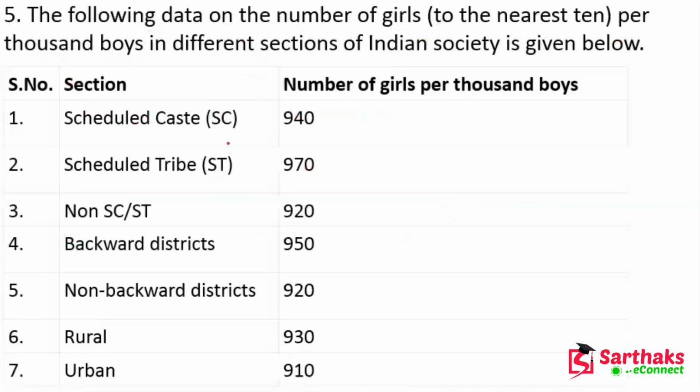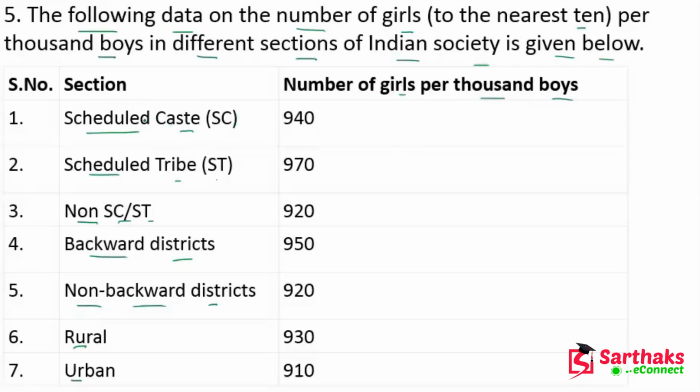Now the next question, as you can see on the screen: the following data on the number of girls to the nearest 10 per thousand boys in different sections of Indian society is given. The sections are scheduled caste, scheduled tribe, non-SC ST, backward districts, non-backward districts, rural and urban. And this column contains the number of girls per thousand boys.